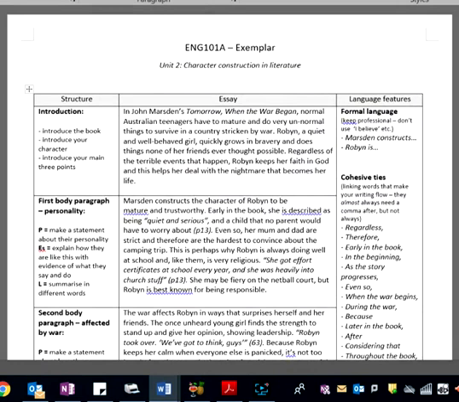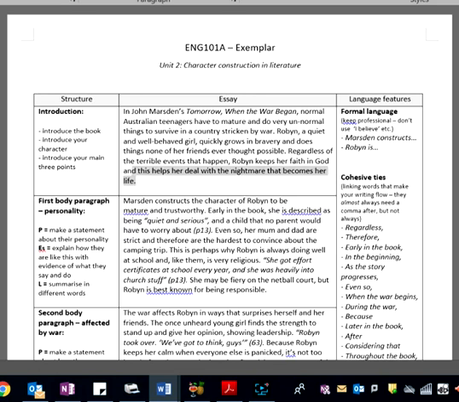In John Marsden's Tomorrow When the War Began, normal Australian teenagers have to mature and do very unnormal things to survive in a country stricken by war. Robin, a quiet and well-behaved girl, quickly grows in bravery and does things none of her friends ever thought possible. Regardless of the terrible events that happen, Robin keeps her faith in God, and this helps her deal with the nightmare that becomes her life.